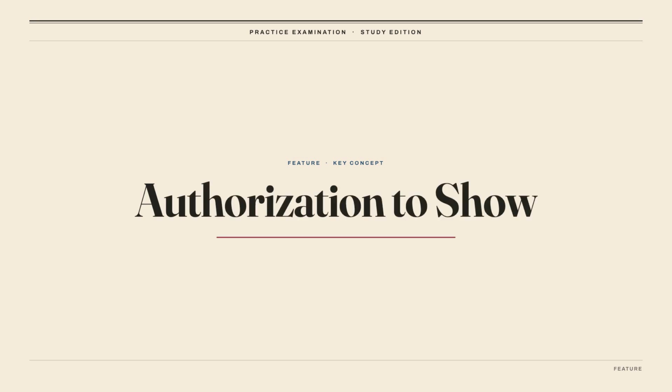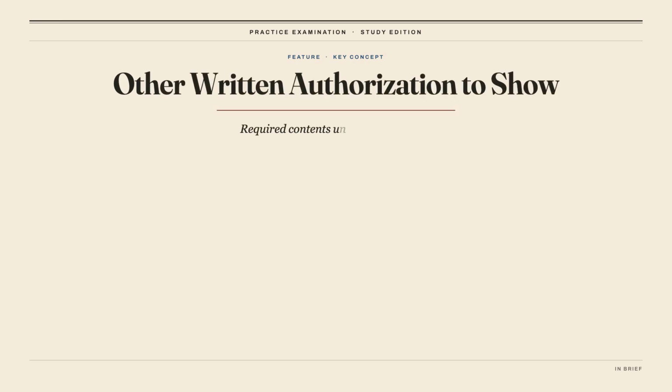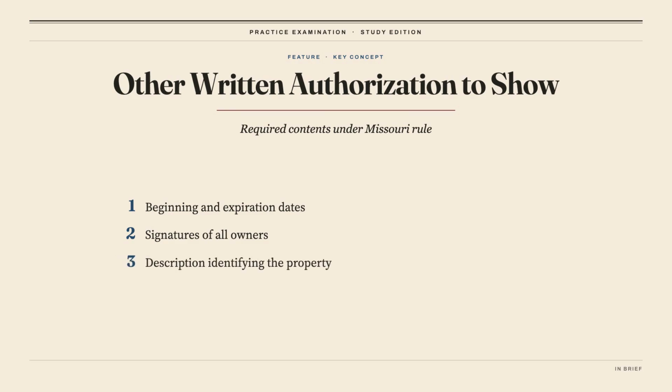There is a gap between a handshake and a signed listing. An owner wants a broker to show the house this weekend while commission and price are still being negotiated, and Missouri fills that gap with a short instrument. The rule spells out compact requirements: beginning and expiration dates, signatures of all owners, a description identifying the property, permission to enter and show, and the commission or fee.